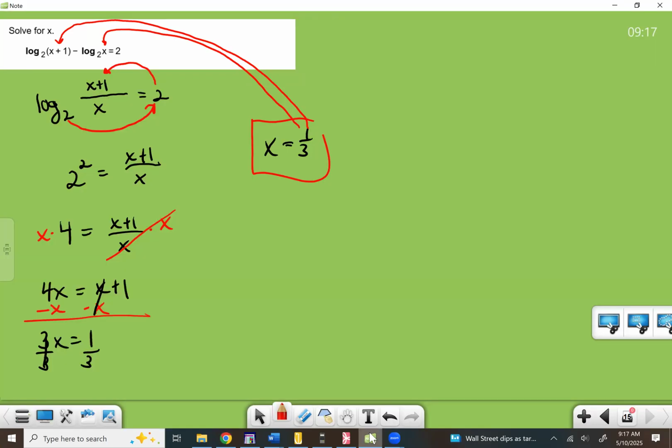Awesome. So using the properties to condense multiple logs into single logs, using the hook method, or in other words, rewriting the logarithm in its exponential form, solve, and then don't forget that really important final step of check.